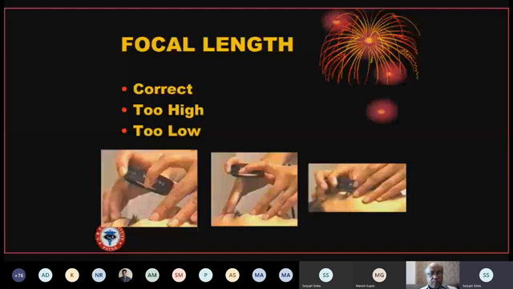Okay. So the first is focal length is correct. In the second, the lens is too high away from the eye, and in the third picture, the lens is almost touching the face. So then the focal length will not be correct, and you will not be able to see a good stereoscopic view of the fundus.